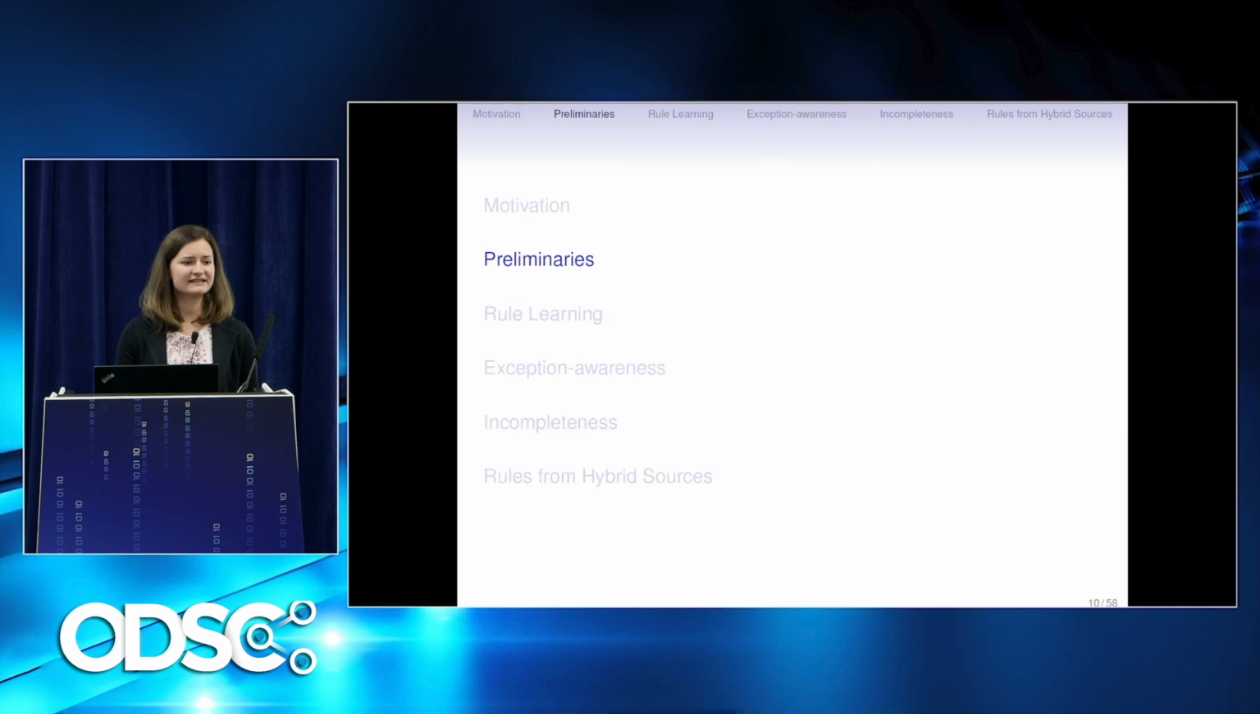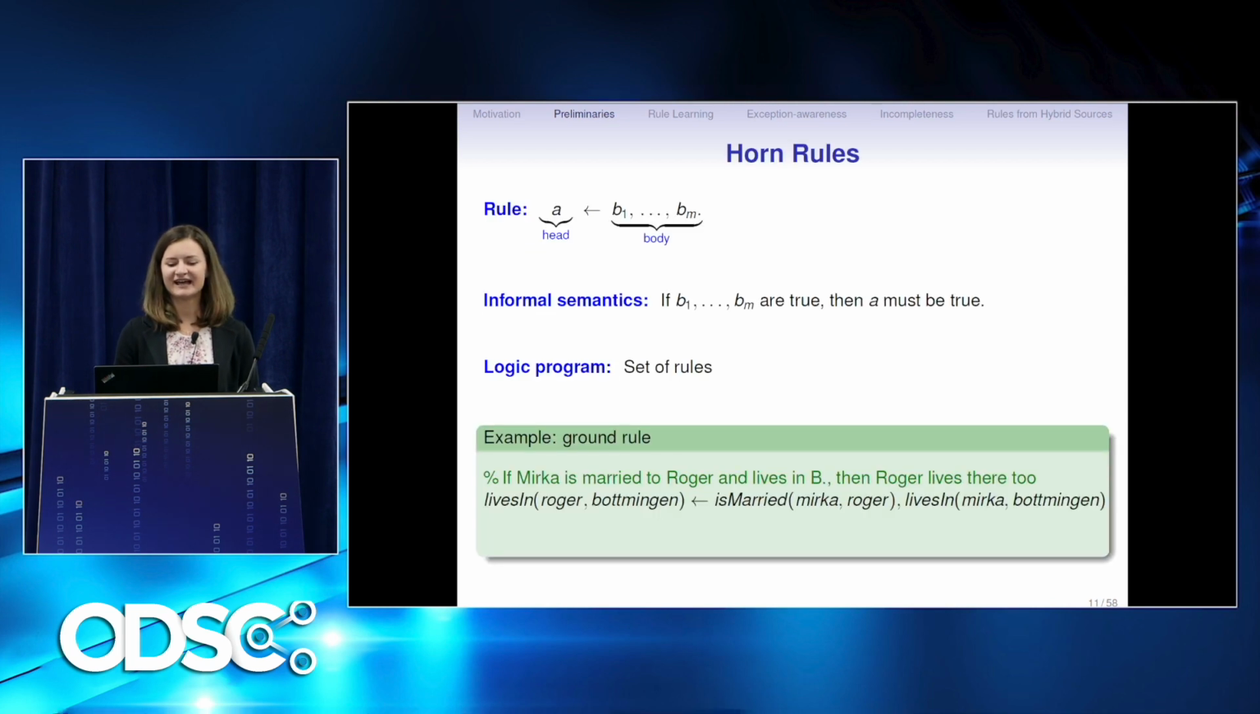Now, before going into details, let's have some formal preliminaries. I won't bother you with too many technical details here, but just a few definitions that would probably help us to go through the rest. We are here talking about Horn rules. So just rules which basically do not have any negation, so it's basically an implication where we have only positive atoms. A rule is given as presented on the slide, where we have a body on the right-hand side and a head on the left. The right-hand side, the body, is essentially a conjunction of atoms. And the informal semantics is as follows.